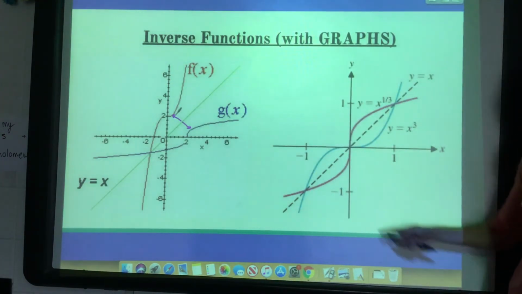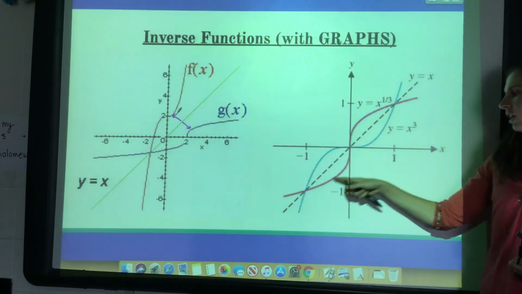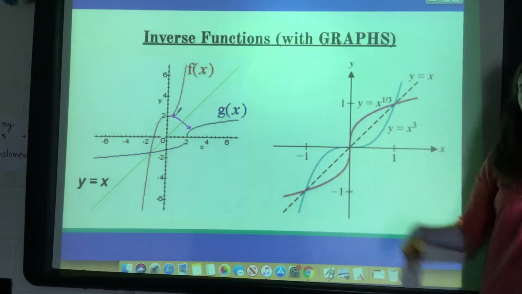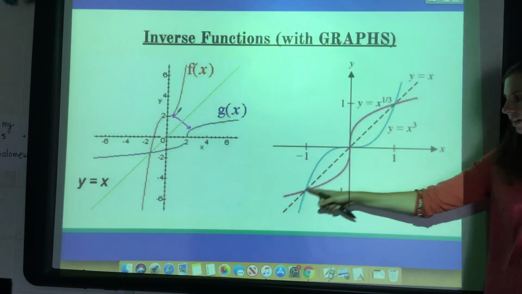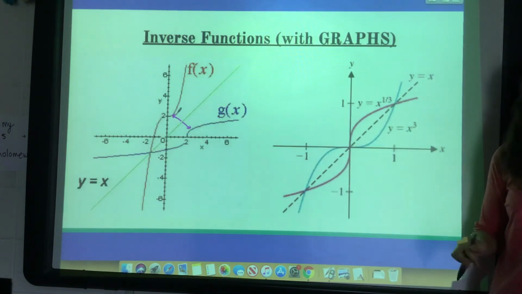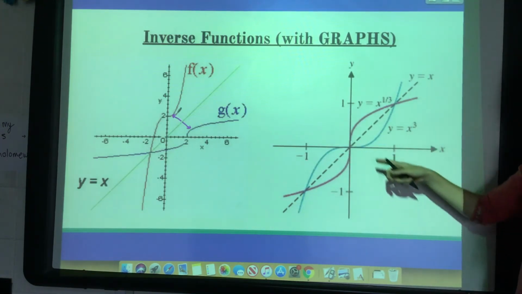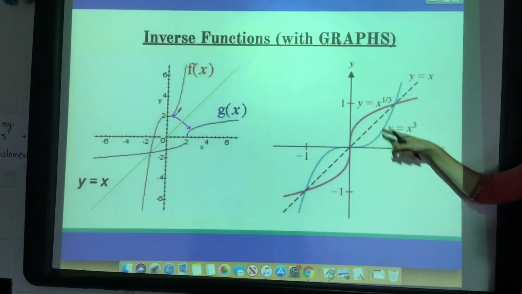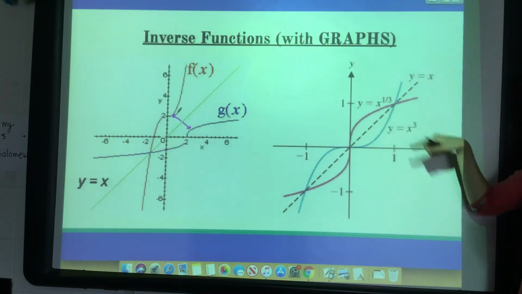Same thing here, this little double helix looking thing. The red one and the blue one are inverses because they're a reflection of each other across the line y equals x. By the way, this is the function x cubed and the cube root of x. Those undo each other.